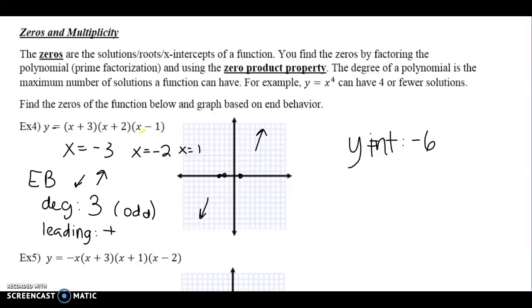Again, you don't have to do that, but it gives you a more accurate estimate. So, -6. And then you just go from the left to the right. Start at the bottom, go through your x-intercepts, and end at the top.